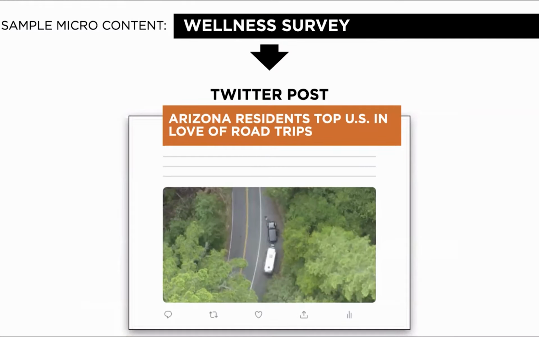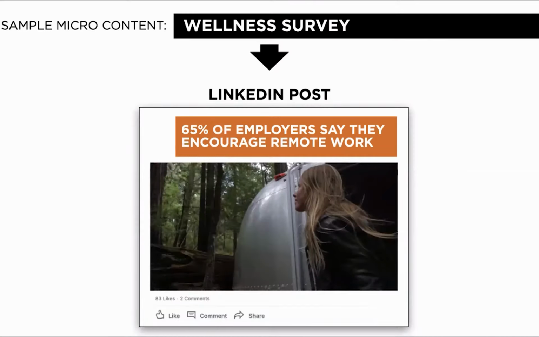Then we had a Twitter post that was micro content, like Arizona residents ranking top in US for love of road trips. So we went with that on Twitter, and that was very localized, right? Different headline. And then we had a LinkedIn post that took a different side of it. It said 65% of employers now say they encourage remote work. Because LinkedIn is obviously a career and workplace-oriented platform, we shifted away from outdoors and went into remote work.